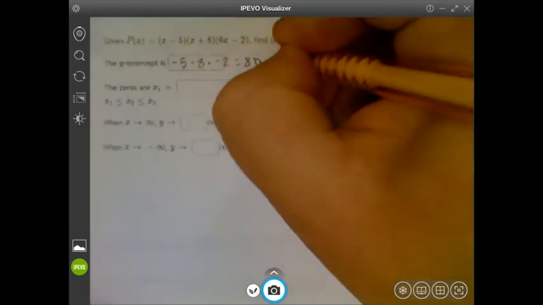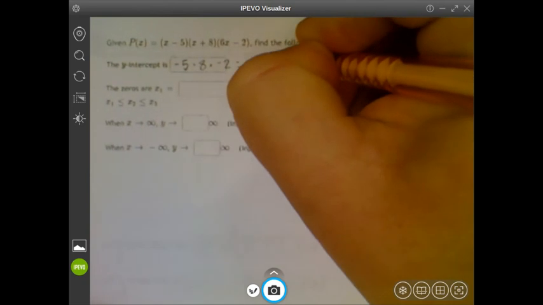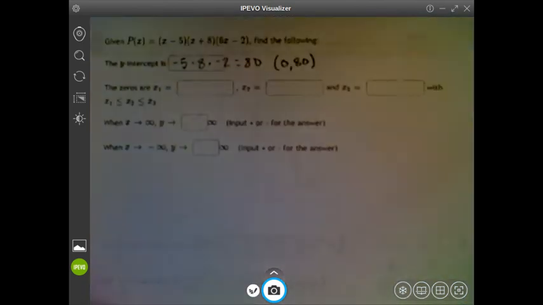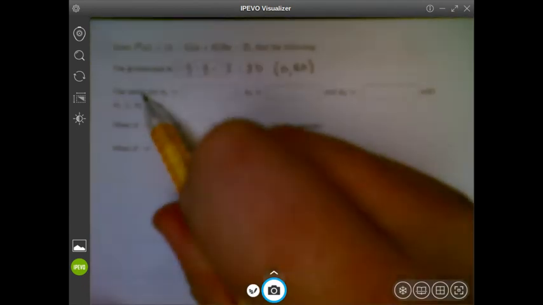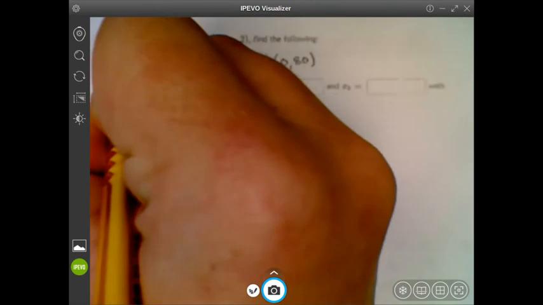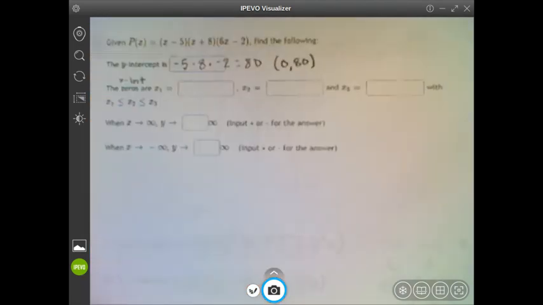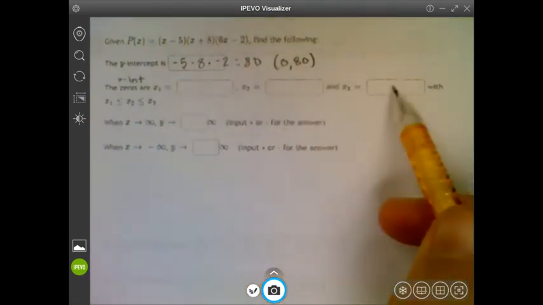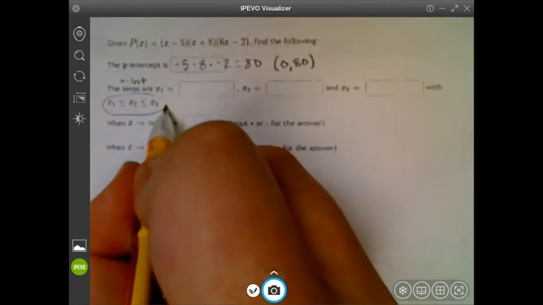Right? Did I do that right? Yeah, 80. So then your y-intercept is at (0, 80). The zeros are another word for x-intercepts, right? So whenever you see zeros, it's saying x-intercepts. It wants you to list them, but then it says this.